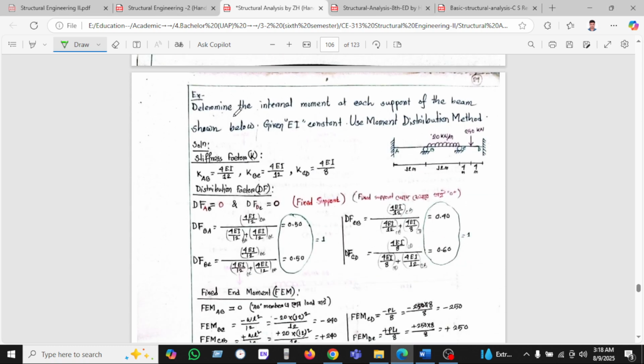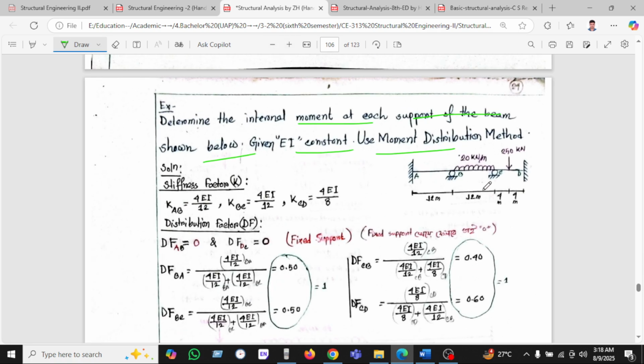This is the beam. Determine the internal moment at each support of the beam shown. EI is constant and use the moment distribution method. So we have a beam structure A, B, C, D given. A and D are fixed and B and C are pin supports. The stiffness factor KAB equals 4EI by 12, KBC equals 4EI by 12, and KCD is 4EI by L, which is 8.